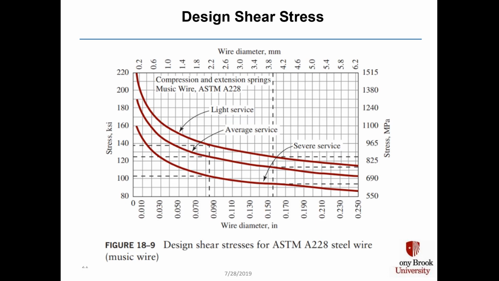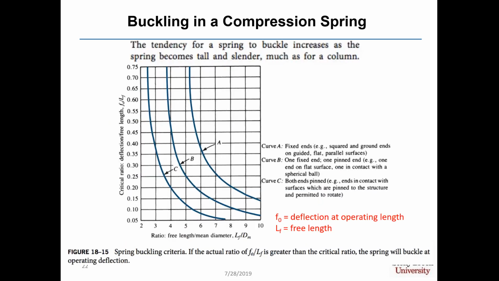And typical ways that you change your spring design is to go with a different wire diameter and possibly a different coil diameter. Buckling can occur in a compression spring in the same manner as it occurs for a column. If you make the spring too tall and too small a coil diameter, you have this potential. Figure 18-15 shows the spring buckling criteria.